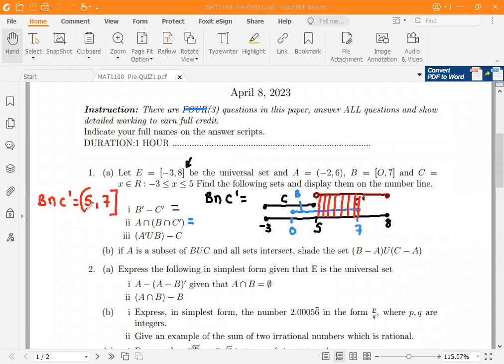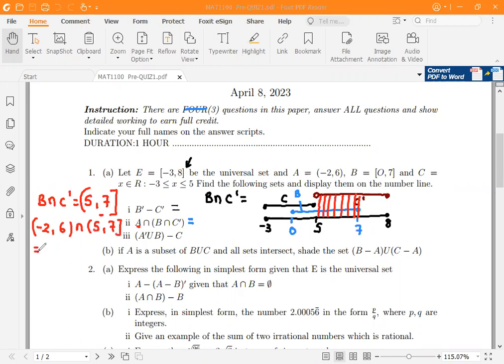Now we need to intersect further the solution we have found with the set A. So now we have set A, which is from -2 to 6, none of them included. Intersection. The answer that we have found, 5, 7. So where are these intersecting?